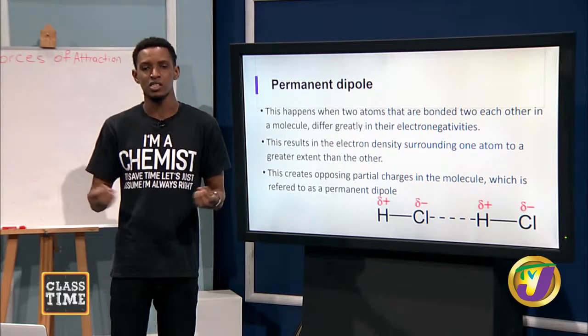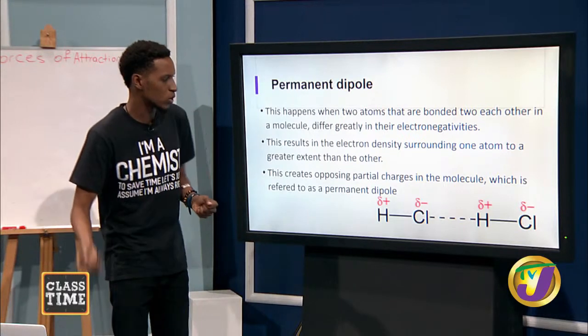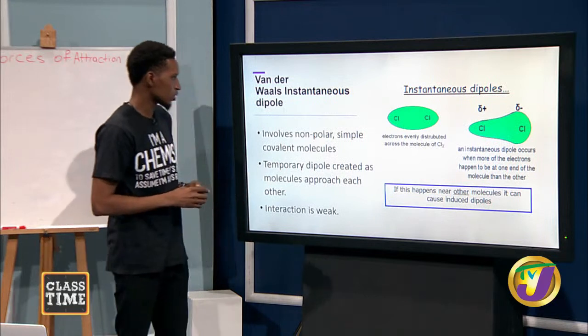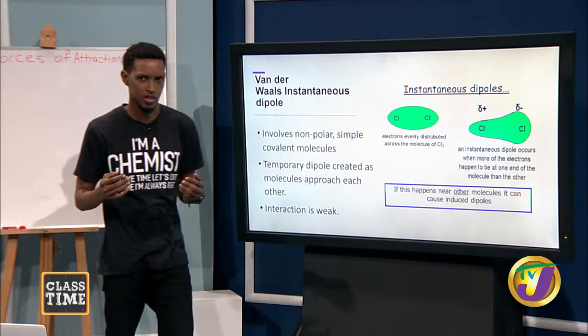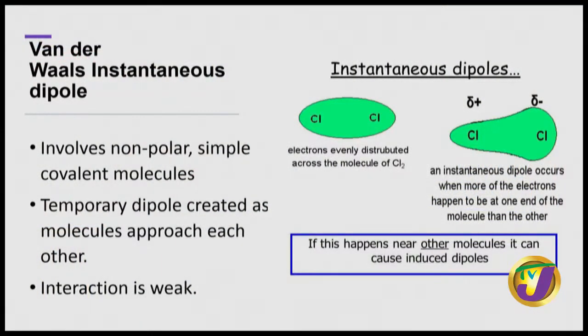Now, you have cases where the molecule is not polar. It's non-polar, and we'll touch on that a bit. Now, we'll look at van der Waals forces of attraction, specifically something we call an instantaneous dipole. It usually involves non-polar, simple, covalent molecules. But why would something non-polar, having no charge, interact with another molecule that has no charge? I'll explain how that happens.